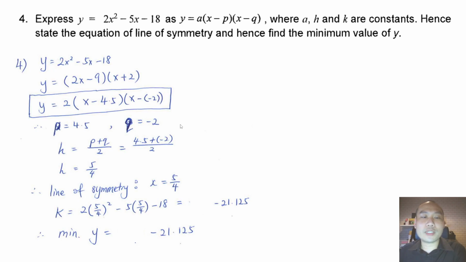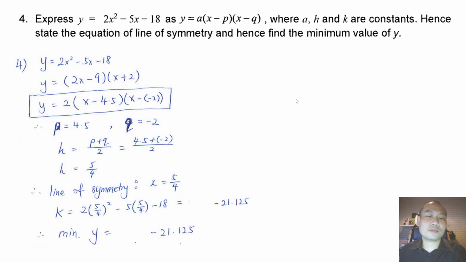Why do I extract out the value of p and q? Because of the next part of the question. The next part of the question asks us for the line of symmetry, right? So line of symmetry means I need the h, and another way of obtaining h is to find the average of the two roots, right? So in this case, average of p and q, my h is actually 5/4. That means my line of symmetry is x equals 5/4.